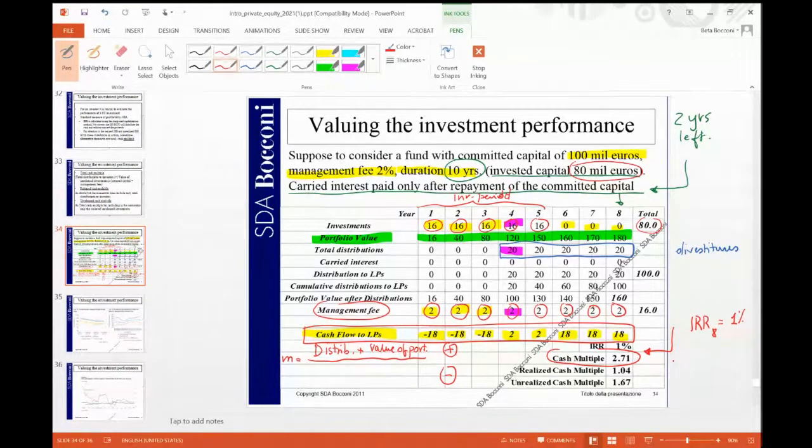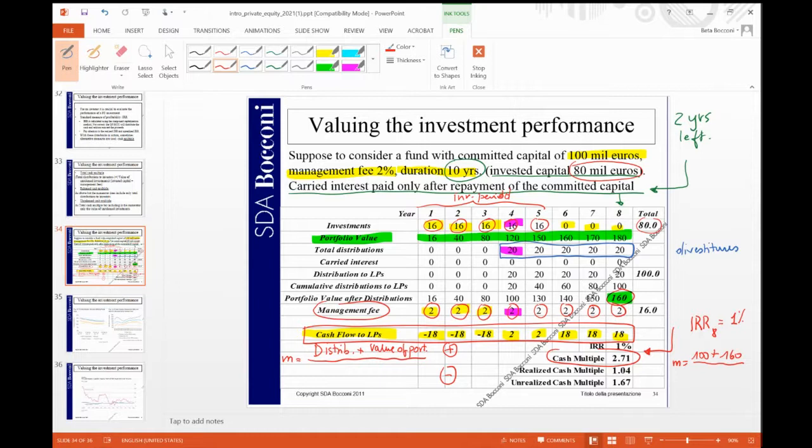So in our example, until year number 8, the cumulative distributions are 20 plus 20 plus 20 plus 20 plus 20, essentially an amount of 100 million. But you see that the portfolio value after the distributions is not zero. You still have some firms to be liquidated, which is worth 160. So from the point of view of the investor, he is sitting on a potential value of 260.